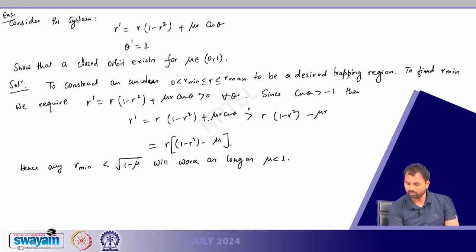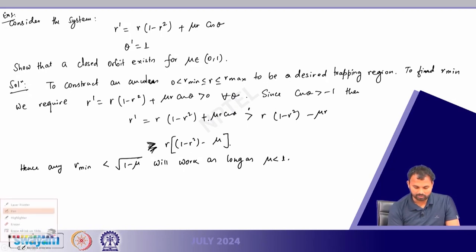So, R dash is greater than this, right. So, R dash is greater than or equal to this because cos theta is greater than minus 1. In fact, it is strictly greater than, not only greater than or equal to. This is strictly greater than, right. So, this will work as long as mu is strictly less than 1.